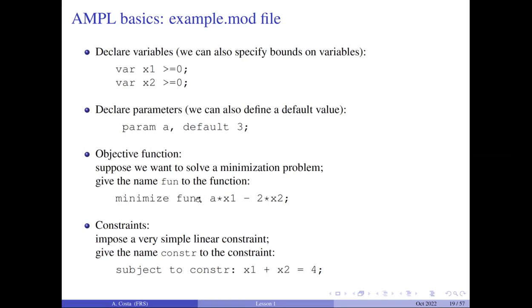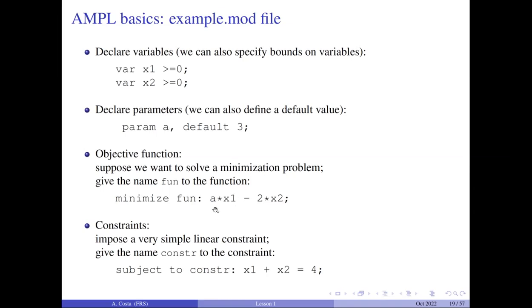And then after this, you write the expression. So for example, here I'm saying that the function I want to minimize is called fun and is defined like that: a times x1 minus 2 times x2. x1 and x2 are variables that we defined earlier, and the parameter a is 3.